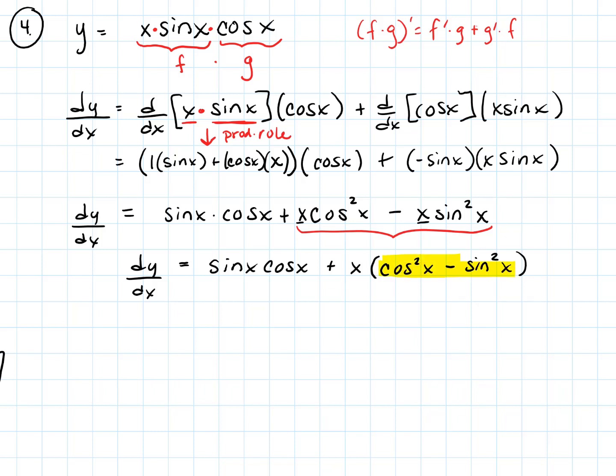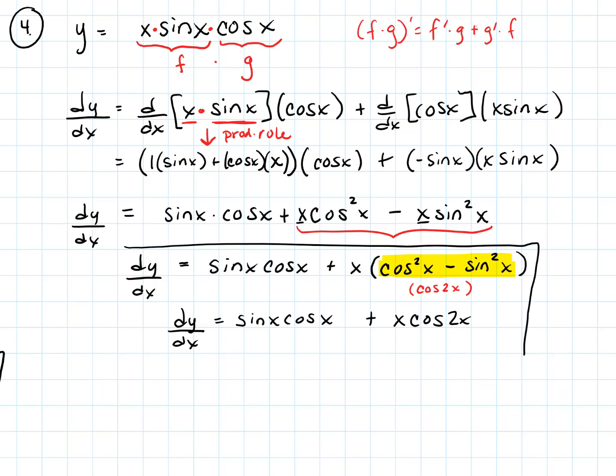This piece right here, the trig identity, is simply the cosine of 2x. As we work more and more with trig functions after this section, we do want to recognize those identities and write this as x cosine of 2x. I'll box both of these in. Both of these would be acceptable answers for our derivative.